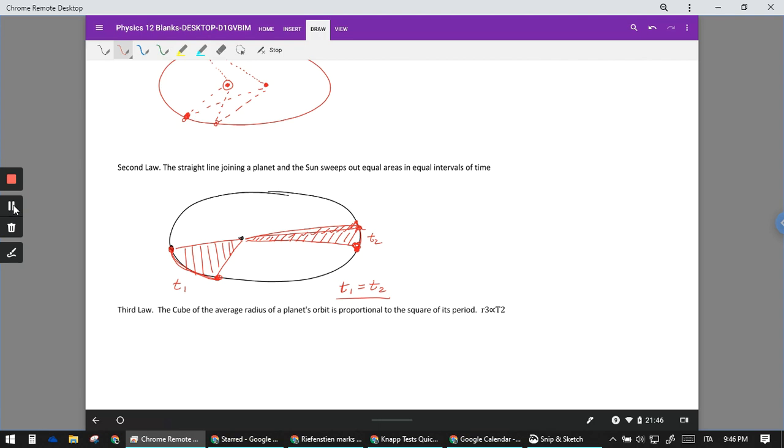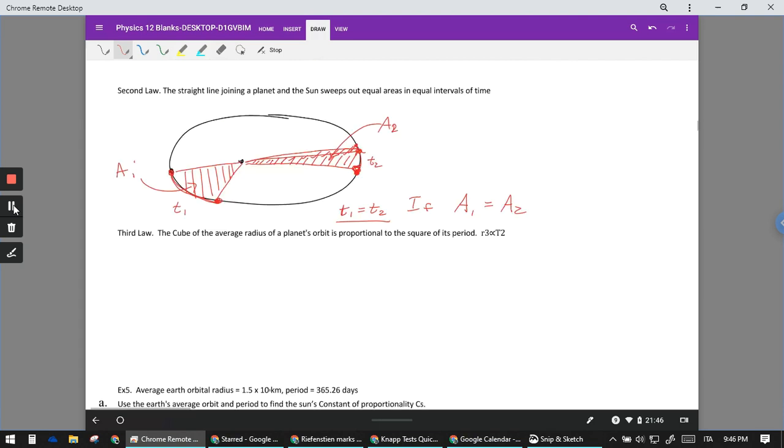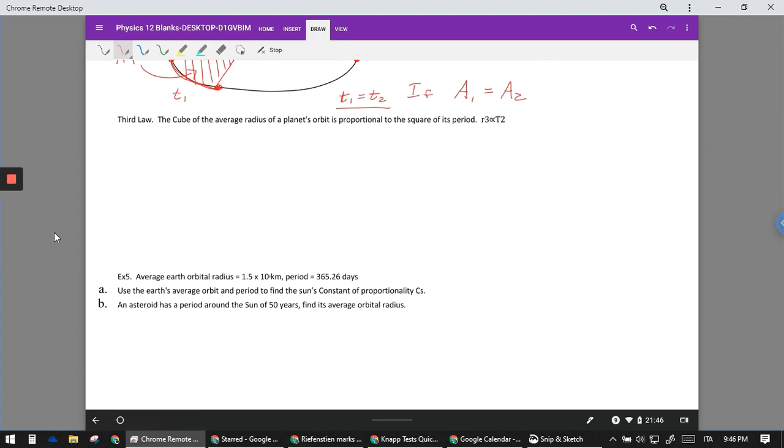Okay? If area 1 equals area 2. This is area 1. That's area 2. And this is area 1. Okay. Anyway, I do like that law. It's kind of fun.